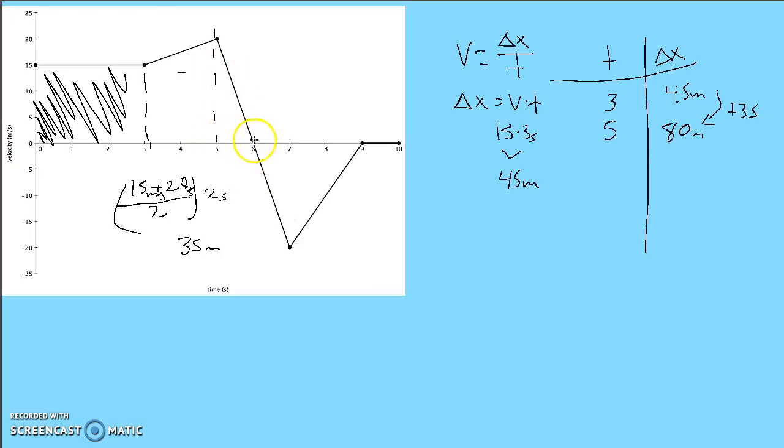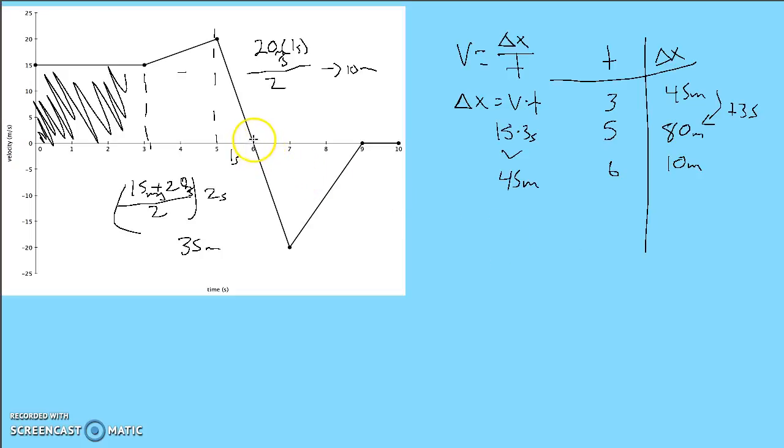So that would be 1 second. We have a height of 20 meters per second. Remember, the area of a triangle is the base times the height divided by 2, or times 1/2. And so that's going to give us another 10 meters. So at 6 seconds, we've got another 10 meters.